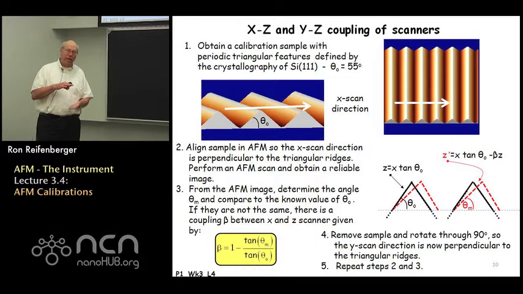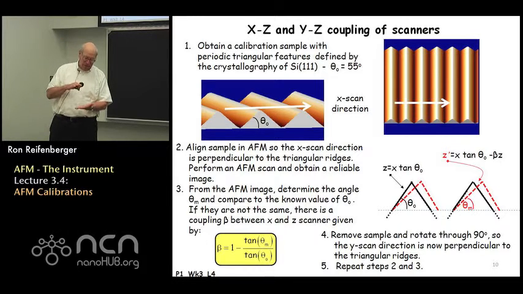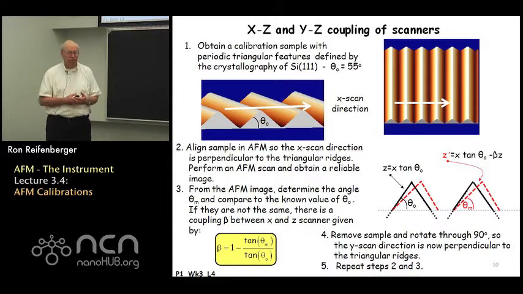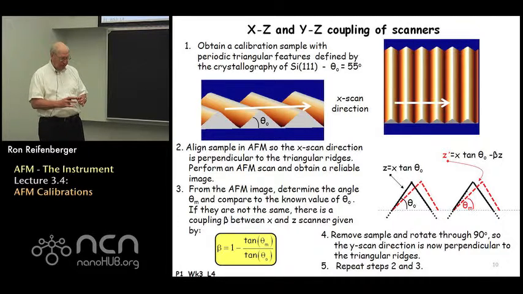There could also be a coupling depending on how the motion is achieved. In principle, there could be a coupling between X and Z and Y and Z, and it's important to understand that coupling and at least be aware of the system that you're using, whether this is an issue or not. How do you check for this XZ or YZ coupling of scanners? Well, again, you would have to purchase a chip which has triangular features associated with it.